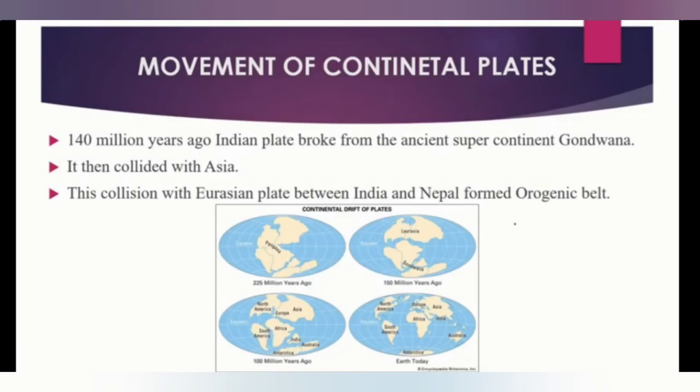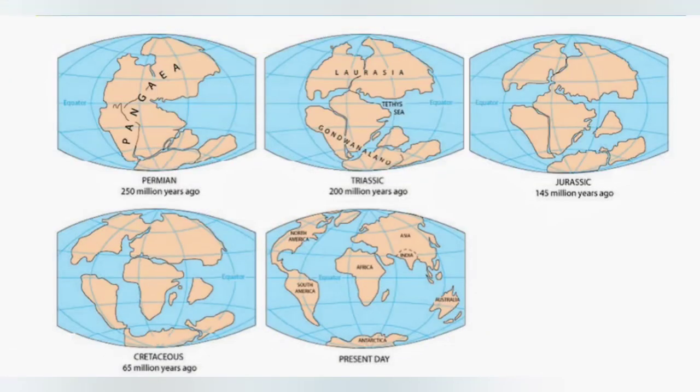140 million years ago, the Indian plate broke from the ancient supercontinent Gondwana, then collided with Asia. See, something we may be wondering, our landforms were together sometimes. So the collision of the plate between India and Eurasia formed an orogenic belt. You will see better in the next picture how this happened. See, actually, in the olden days, all these lands were together. It is due to the movement of the earth or land plates. It is divided into continents. See, look at the first picture and the last picture. So the land movement is taking place due to the magma.